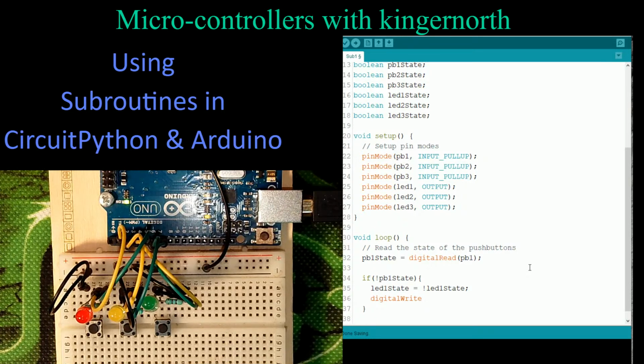So we're going to go digital write, and we're going to tell it what pin, and this is LED1. And we're going to set it according to whatever LED1 state is. So if its state is true, it'll turn on. If the state is false, it will turn off. And that's really as simple as that gets.